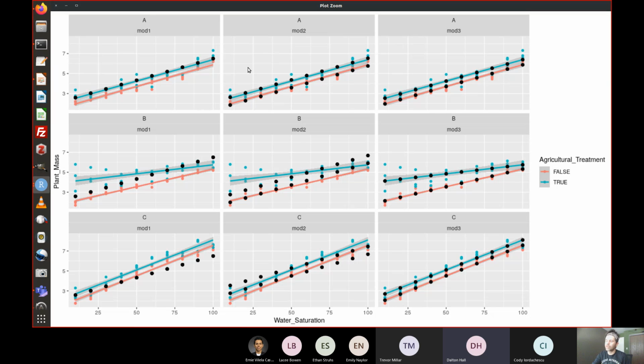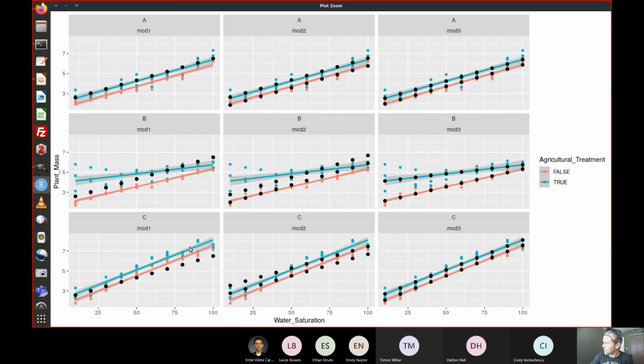What I'm showing you is the difference between the three models that we made. One of them only took water saturation into account. So it's only able to make one set of predictions based on water saturation. Does that make sense? That was mod 1.